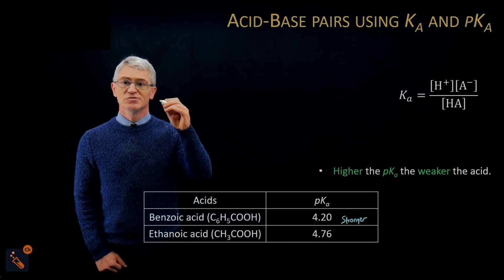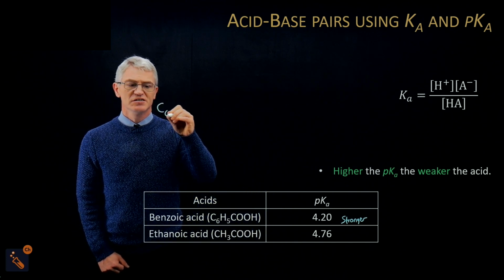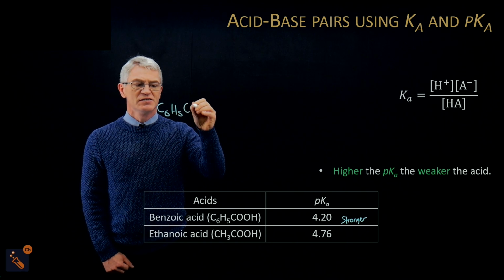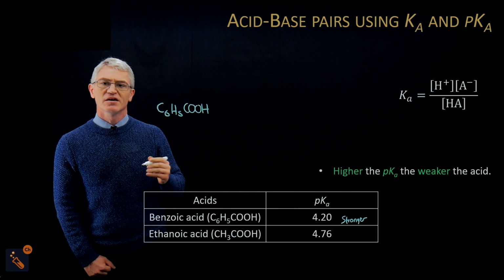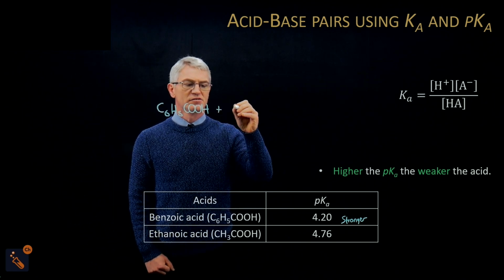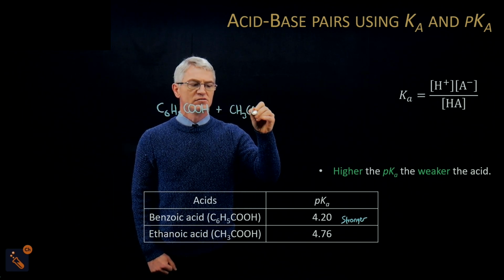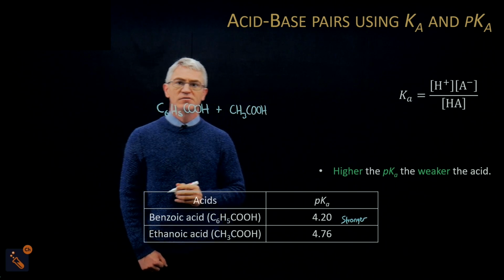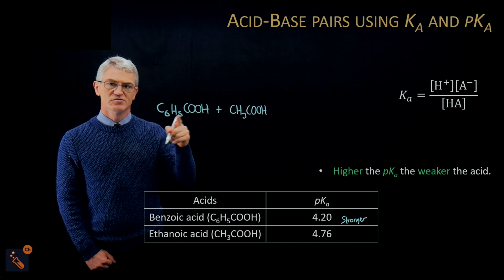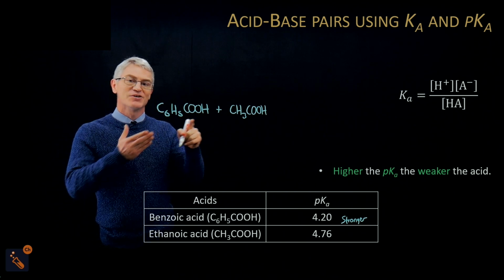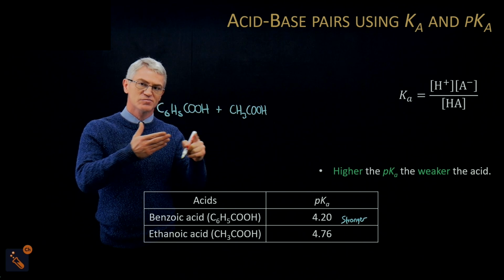So what we do is we start writing out the equation. So we've got C6H5COOH. Okay, and we add it to ethanoic acid. We know that the benzoic acid is the stronger one. So this is the stronger one. The stronger one is going to donate its proton.